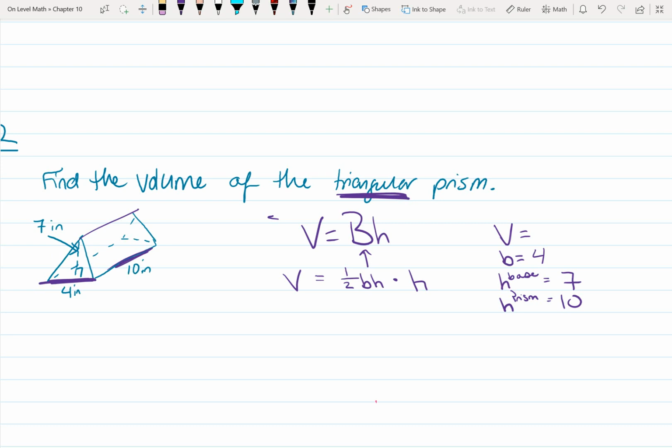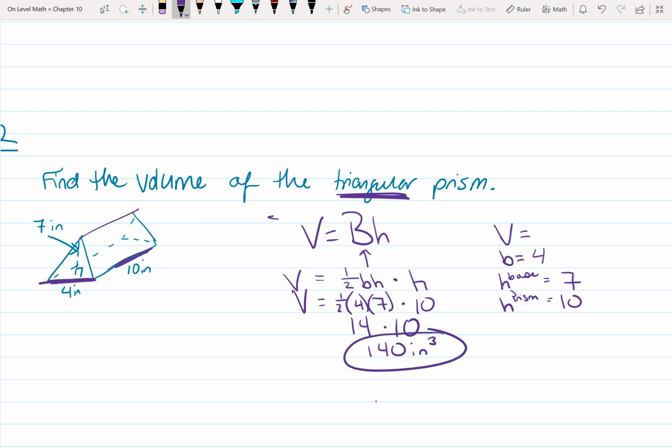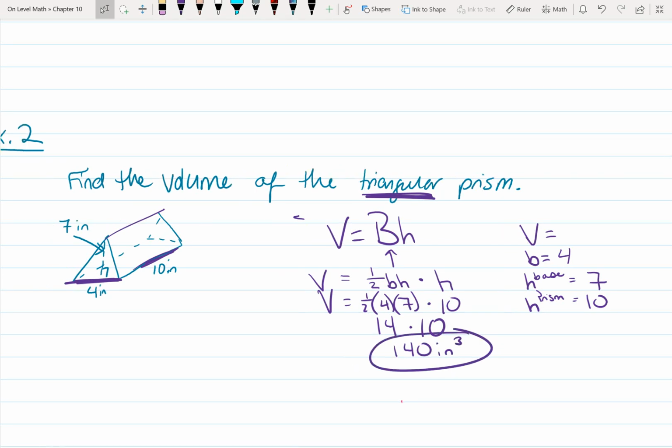Alrighty, now I'm going to plug in what I know. So I don't know my V, so I'm going to keep it. 1/2. My base is 4. My height is 10. Sorry, it's not. It's 7. Height of the base is 7 times height of the prism, which is 10. So I'm going to do this 1/2 times 4 is 2. 2 times 7 is 14 times 10. 14 times 10 is 140. So it's 140 inches cubed. Alrighty. Example 3.